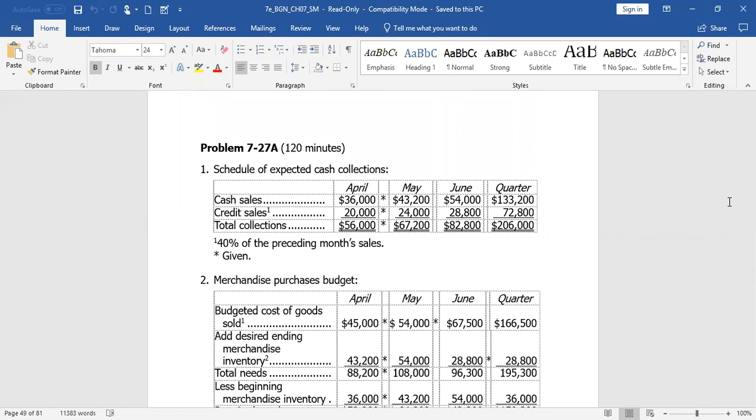When you go to June, again, 60% of $90,000, the current month sales, are collected in cash in the month of sale. The remaining cash collected is from last month's credit sales, which were 40% of $72,000, or $28,800. So that is how this company predicts cash collections. For the quarter, if you add those amounts across, they expect total cash collections for that 3-month period, the quarter, of $206,000.